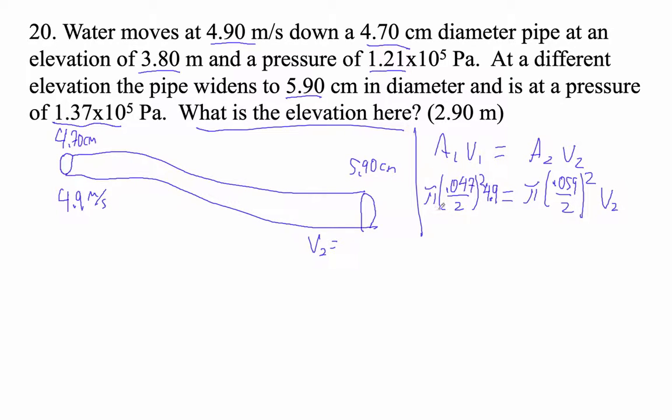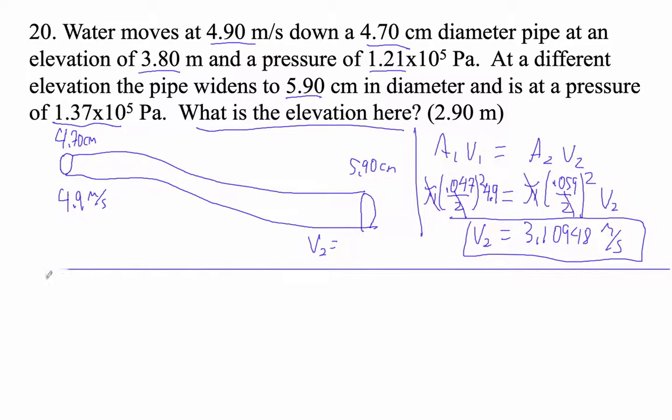Solving for V2. Notice that pi cancels, divided by 2 cancels. Even the fact that we divided these by 100, that cancels, right? So I'm going to go 4.7 squared times 4.9 divided by 5.9 squared is 3 points. So V2 is 3.10948 meters per second. So now we're set. Now I think we can figure this out with Bernoulli. This will be place 1. This will be place 2.